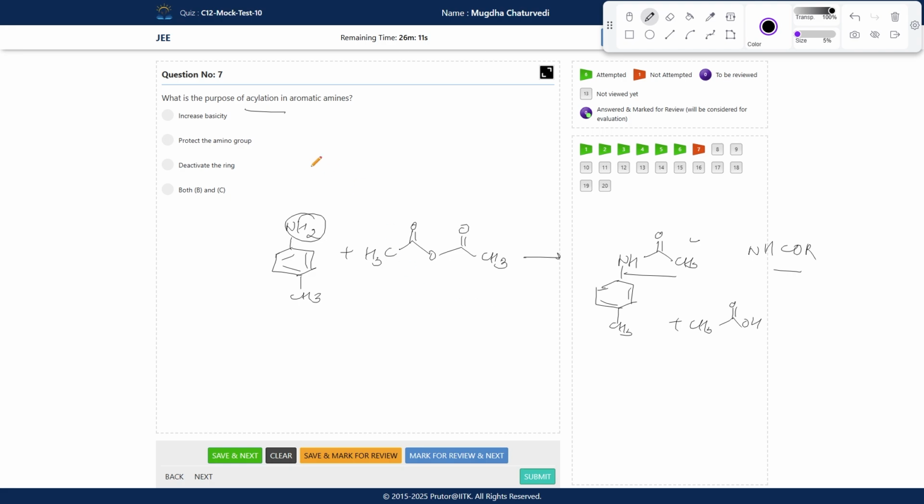So if you see the options, increases basicity is wrong, protects the amino group, yes, deactivates the ring, yes. So that means both B and C are right answers for this question. It serves both purposes, protecting the amino group and also deactivating the ring. So that means D is the right answer for this question. Now let us see the next question.